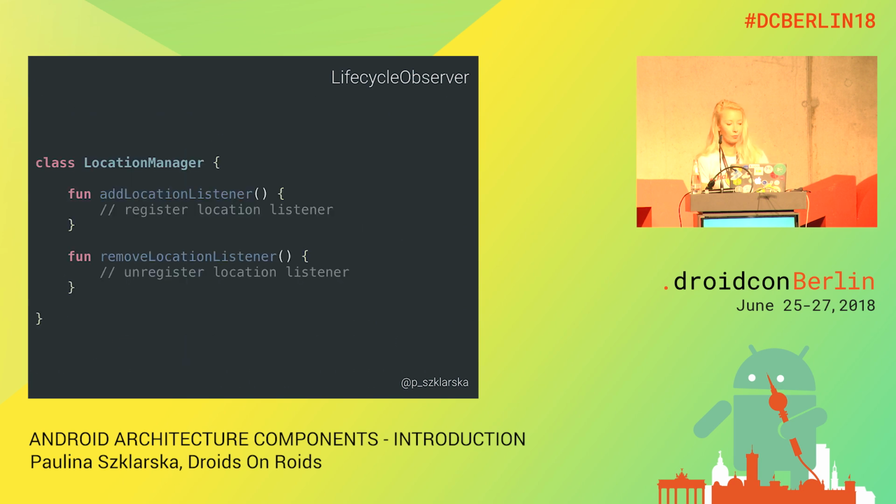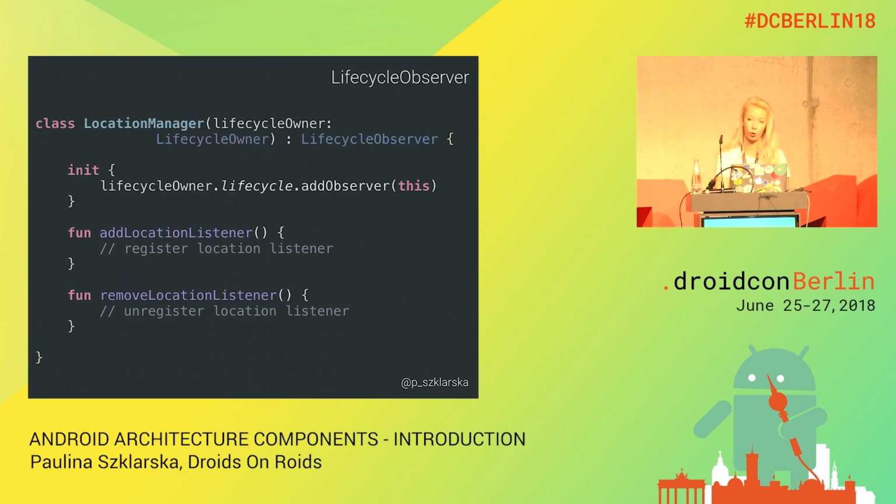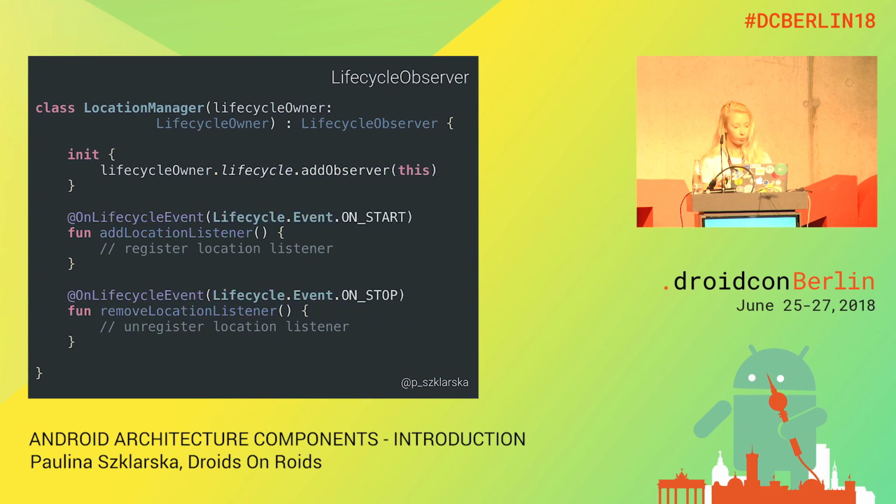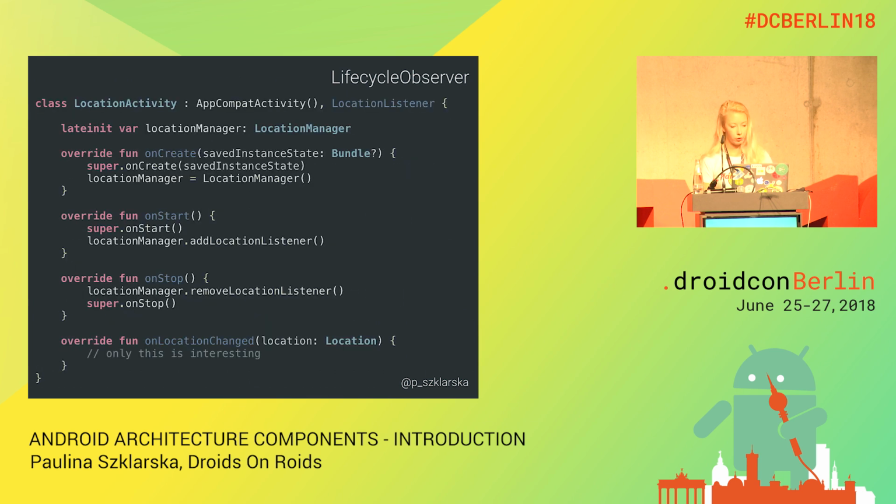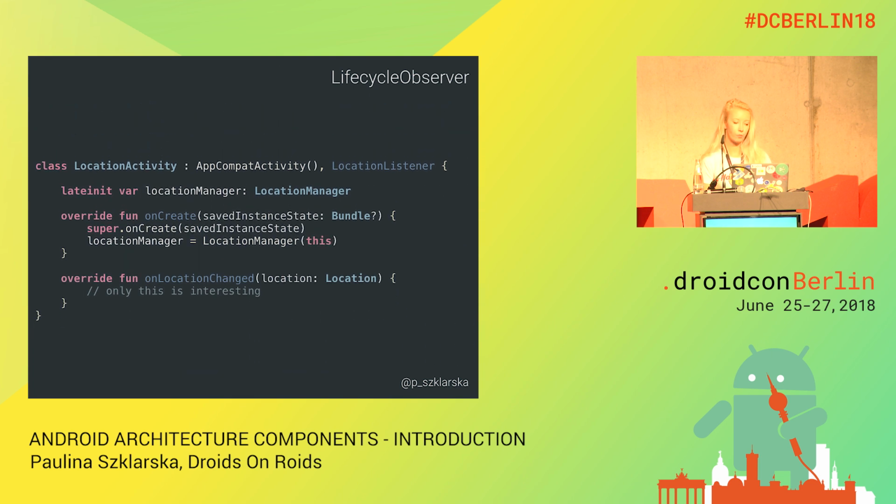To get rid of this boilerplate code, we can transform our location manager into a lifecycle observer. So what we need to do is pass somehow a lifecycle owner, which is an activity, for example. We can add ourselves as an observer to the lifecycle of this lifecycle owner. And thanks to this, we can use annotations to subscribe to observing changes in a lifecycle. So, for example, we can just say that on start we'd like to invoke this method, and on stop something different. Thanks to this, the code of our activity will change from this into this.